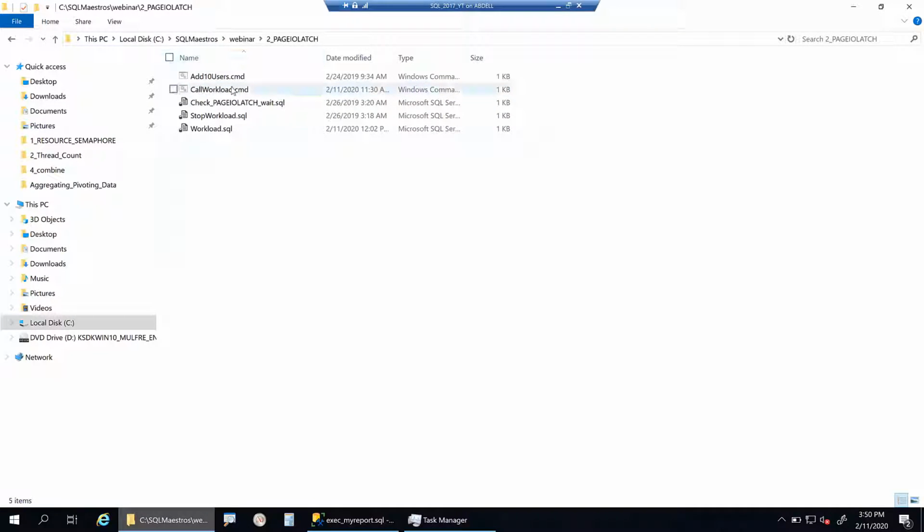But then these are more complicated demos where I show you multiple things happening with the workload, with the stored procedures, with multiple statements and all of that, a more advanced and complex example.